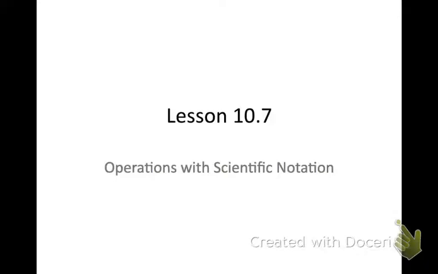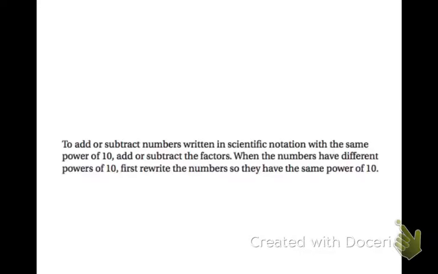Okay, here's lesson 10.7, operations with scientific notation. As we're doing operations, meaning adding or subtracting or multiplying or dividing, we're going to start with adding and subtracting. To add or subtract, we have to think of the concept of adding like terms. And in order for numbers in scientific notation to be like terms, they have to have the same power of 10. When that's the case, we can simply add the decimal part of the number.